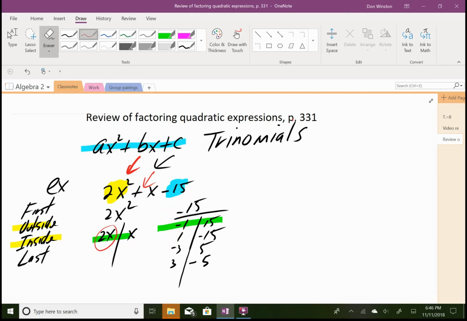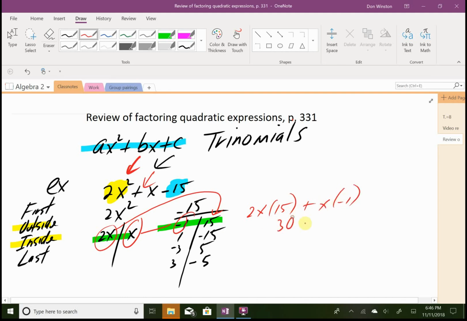So maybe I'll take 2x and multiply it by 15, and then take x and multiply it by negative 1. Let's see if that does it. 2x times 15 plus x times negative 1 gives me 30x minus x, which is 29x. That's not going to do it. I'm still looking for a positive x, a positive 1. Well, that didn't do it.